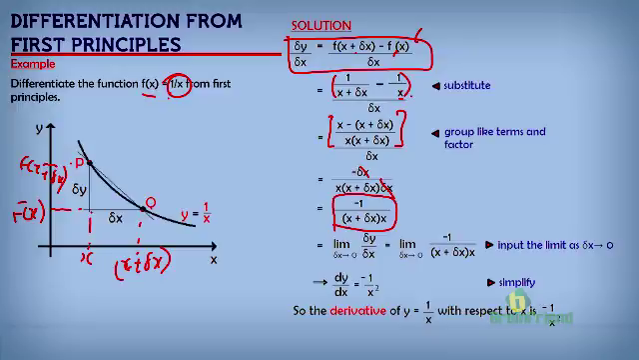Now we impute the limit as dx tends to 0 into this, our equation here, and we write it out in this way. It means that our dx here, as it tends to 0, we will be left with what? Minus 1 all over x and x. The product of x and x, of course, will give us x squared. So we have minus 1 all over x squared, and that is our final answer. The derivative of y, which is our function here, 1 over x, is minus 1 all over x squared.